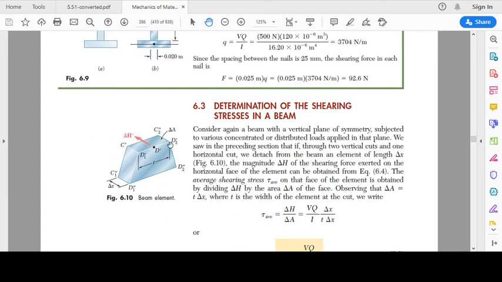This is the length of the beam segment. This is the cross section. This is not correctly written. This should be C1 prime, C1 double prime, D1 prime, D1 double prime, D2 prime, D2 double prime. This should be C1 prime, and this should be C2 prime. So there is some misprinting in the book.